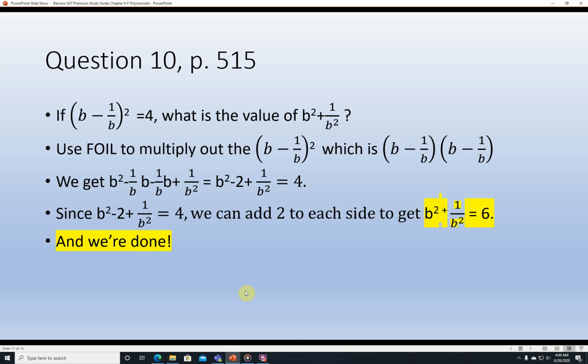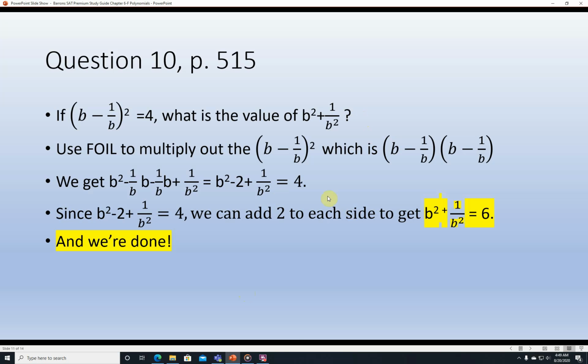Question 10, page 515. If (b minus 1 over b) squared equals 4, what's the value of b squared plus 1 over b squared? We're going to use FOIL to multiply out (b minus 1 over b) squared, which is (b minus 1 over b) times (b minus 1 over b).